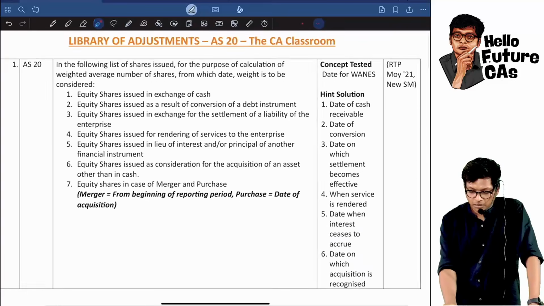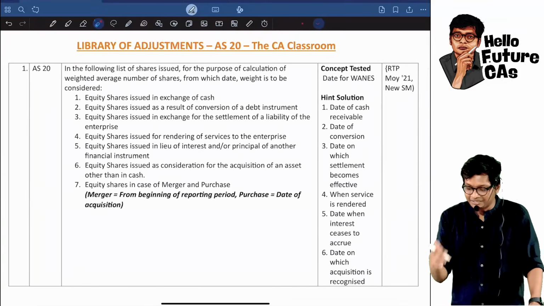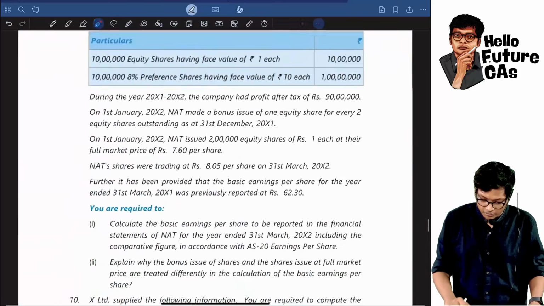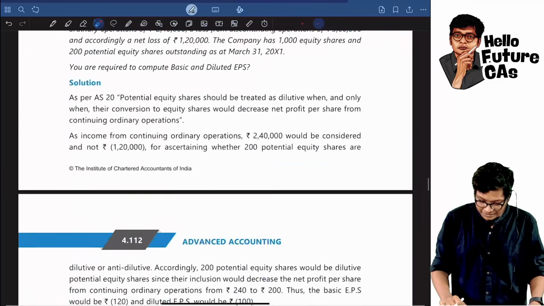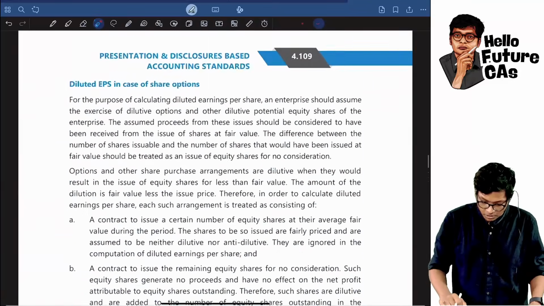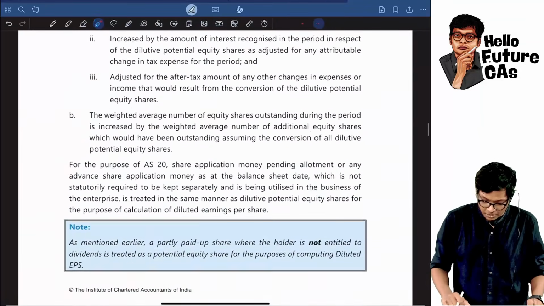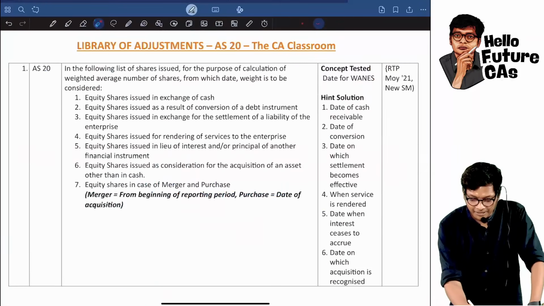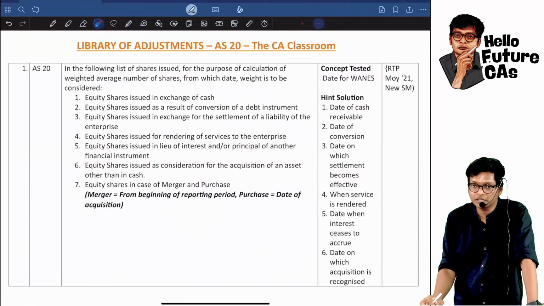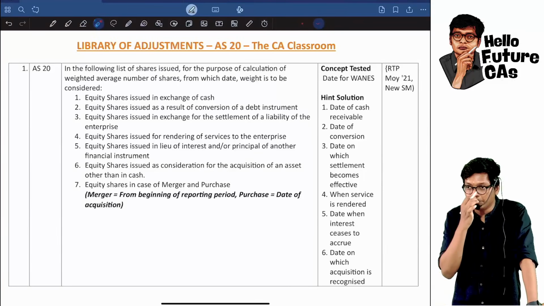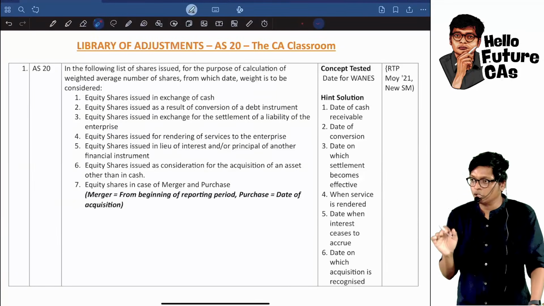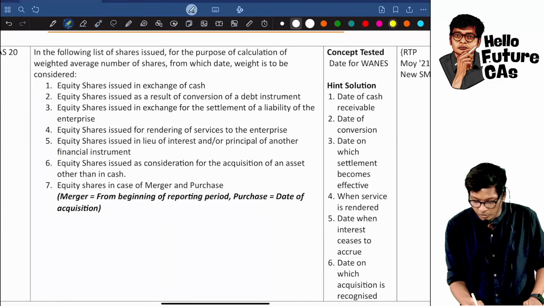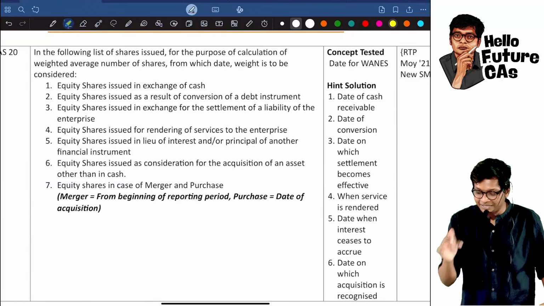Next, this is only a theory part in the study mat, but I kept it because I feel it's important. In your study mat, at the very starting, guys, they would have given different cases in paragraphs, and I have summarized them into one theory question, which has also come in previous RTP and study mat. It's not a question, it's a theory. Okay. All they are saying is, for each case, what will be the date of weights?